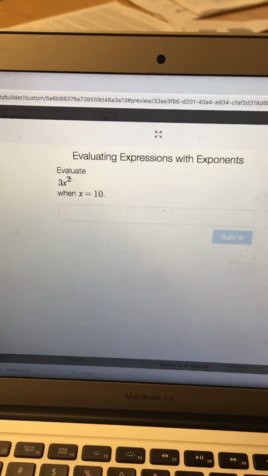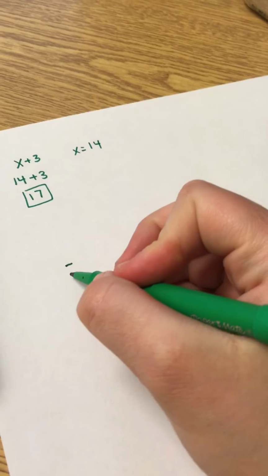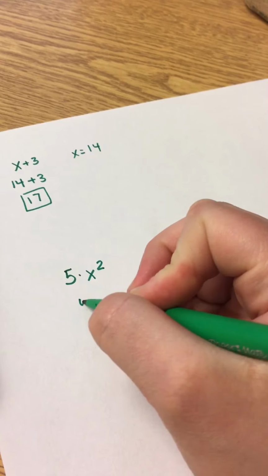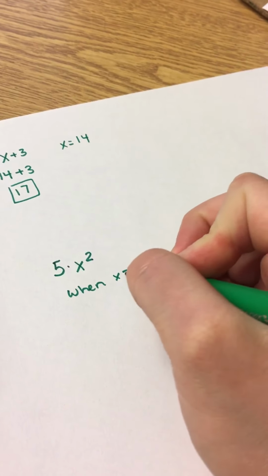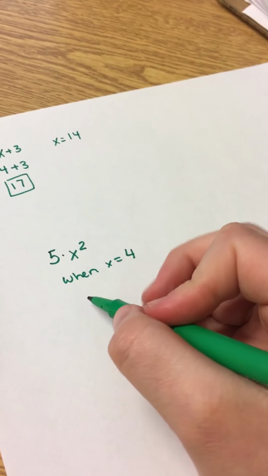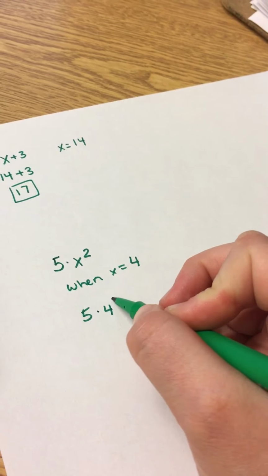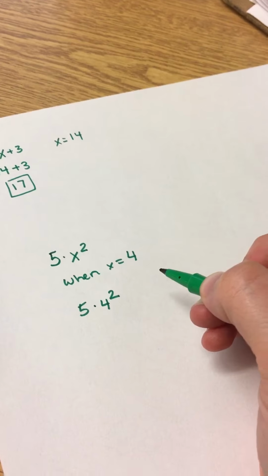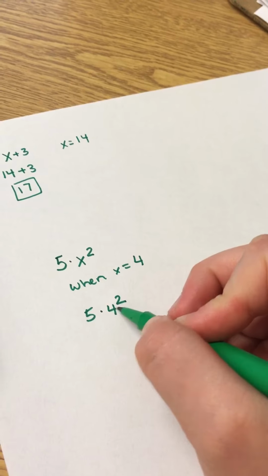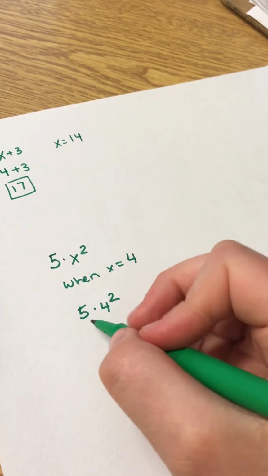And then for this one, I'll give you an example. Let's do 5 times x to the power of 2 when x equals, I don't know, 4. So if x is 4, I'm going to start by rewriting it. 5 times 4 to the power of 2. And the first thing I'm going to do is say, do I want to do the exponents first or the multiplication? And I know in PEMDAS, exponents comes first, so I'm going to evaluate that first.